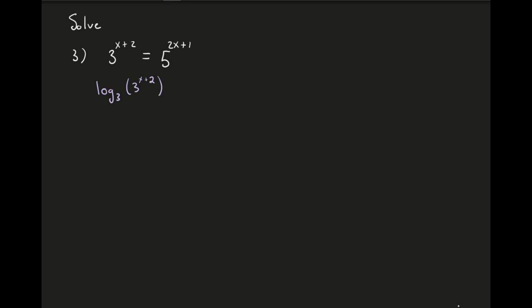So we get log base 3 of 3 to the x plus 2 is equal to log base 3 of 5 to the 2x plus 1. In this case, the exponents on both sides come down. So we get x plus 2 times log base 3 of 3 is equal to 2x plus 1 times log base 3 of 5. And log base 3 of 3, that's 1. This is very similar to choosing the natural log here.